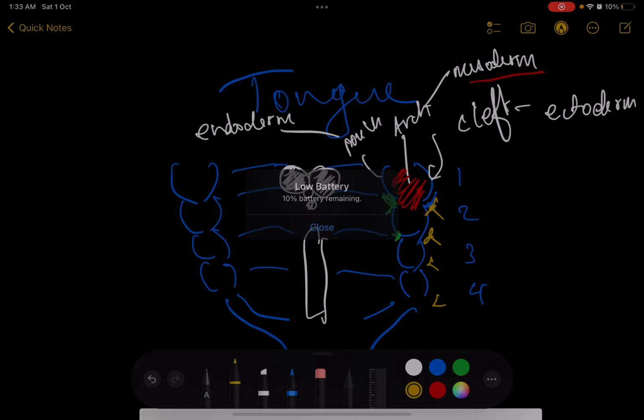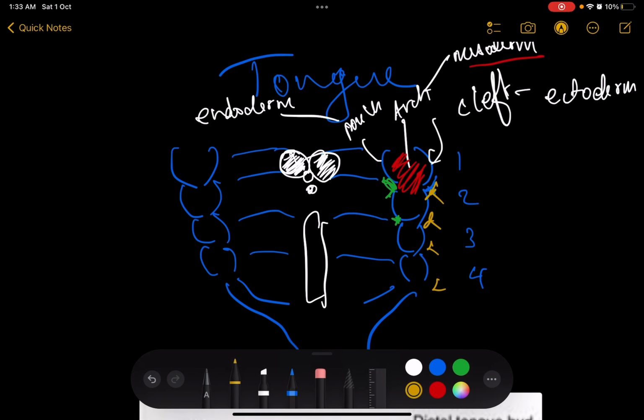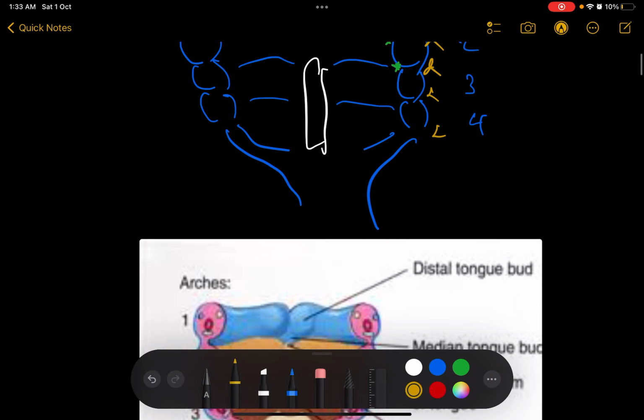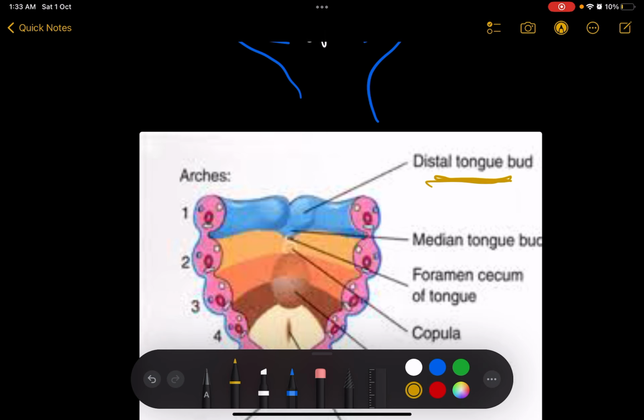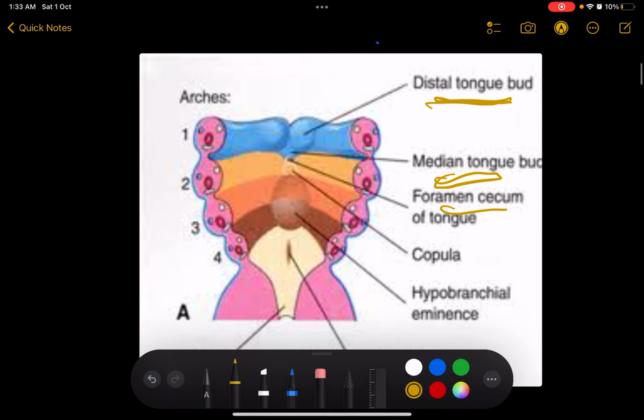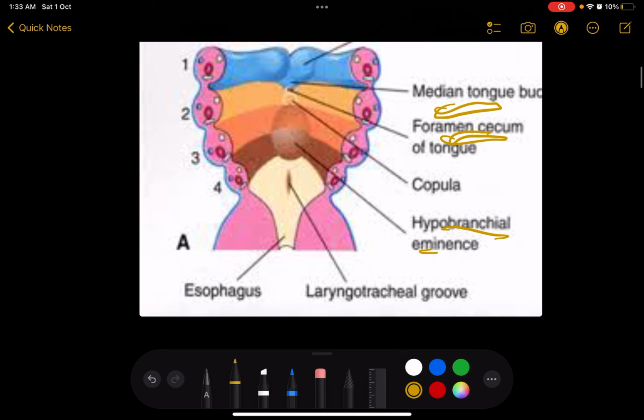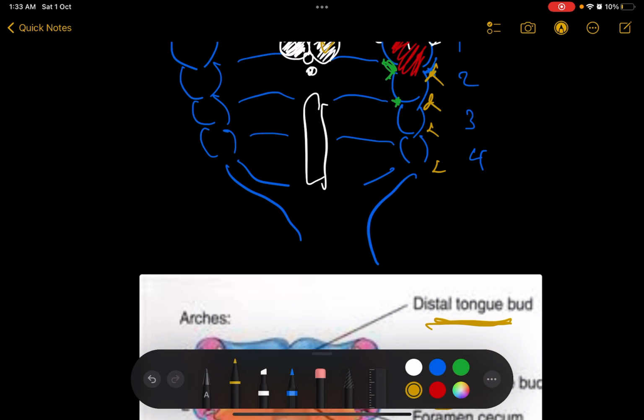So the development of the tongue occurs from the lingual swellings. These are the distal tongue buds that are also seen in this picture. We've got the median tongue bud, then the foramen cecum of the tongue, and then the hypobranchial eminence. The hypobranchial eminence is from the third and fourth arch. So effectively the tongue develops from the first arch, and from the third and the fourth arch.